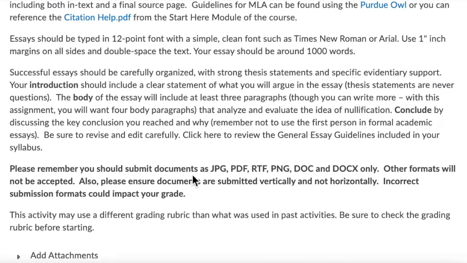And it says you should submit documents as JPEG, PDF, etc. Well, don't submit your document as a JPEG. I don't know why they said that, because I don't want a picture where I can't read the document. So submit it as either a PDF, a rich text file, which you can do without any software. It's automatically on any computer, or a doc file. Now, if you're using a Mac, you can also submit it in Apple Pages format. So that's an option too.